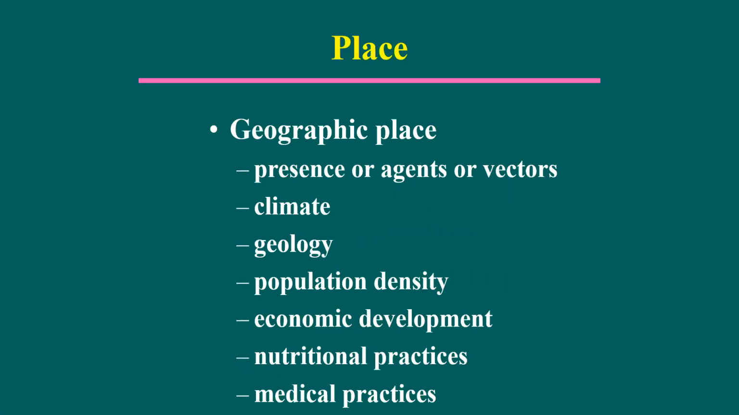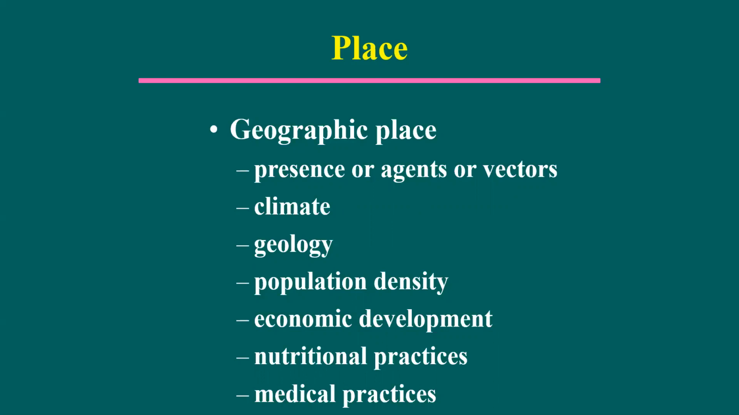Then in the place, it's mainly the geographic place which we are worried about. In this geographic place, we are worried about climate. There are climates which predispose to certain health events or diseases developing. Then there is the presence of agents or vectors. If you remember, there are areas which are endemic to some diseases, for example Ebola and malaria. There are places where these diseases tend to occur. Why? Because the climate, the geography, the geology and everything tends to favor the growth of those organisms.